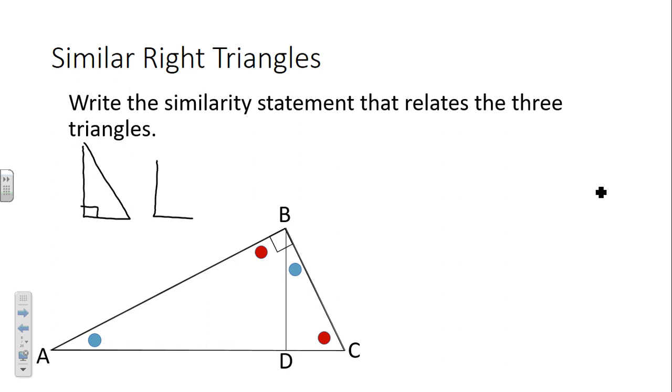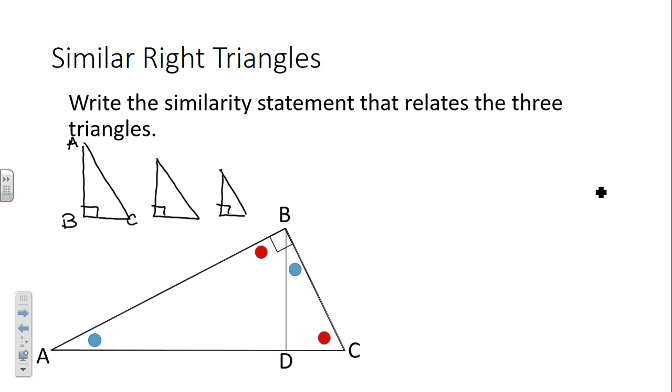All right, big triangle, medium-sized triangle, small triangle. Which is the 90-degree angle of the biggest triangle? What's the right angle of the big triangle? What's the smallest angle of the large triangle? A. And what is the medium-sized angle of the largest triangle? B.